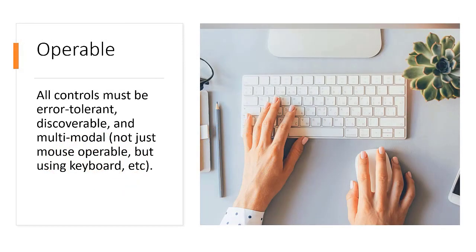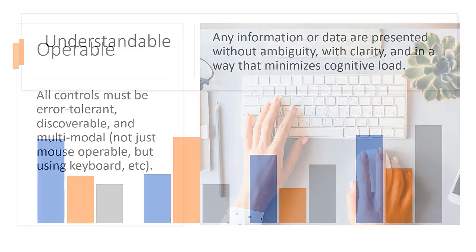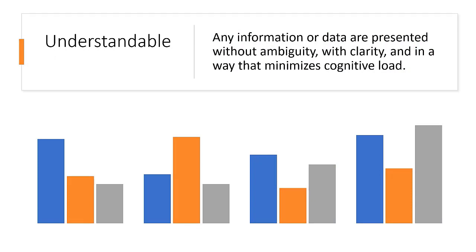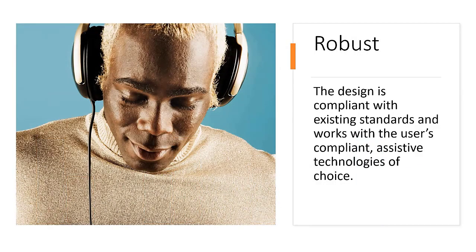You want your charts to be operable, meaning anyone looking at your chart should be able to navigate through it easily, whether they're using a mouse or a keyboard, and it shouldn't have errors pop up or anything like that. You're going to want your charts to be understandable, meaning that you want your charts to be presented without any kind of ambiguity. You want the data to be clear, and you don't want people to have to think too much to understand what they're seeing. Robust just means that your chart should work with whatever assistive technology someone is using.